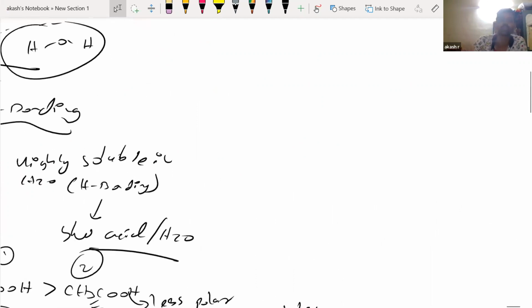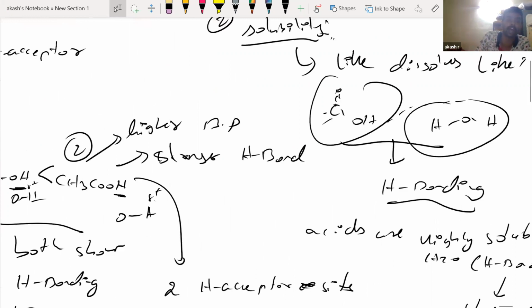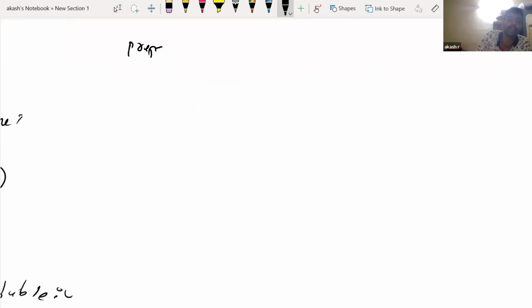Right, now what are we going to do? We are going to see how to prepare carboxylic acids. Can you tell me already existing methods? You already know some methods from the chemical properties of alcohols and aldehydes, right? How can you prepare them from alcohols? You already know this.